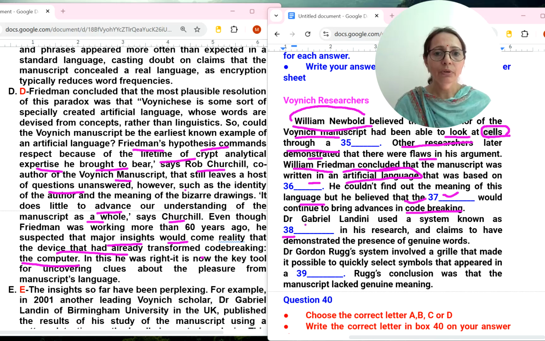For the 38th number, they have written this spelling, Gabriel Landini. So Gabriel Landini is in the next paragraph. Let's shift to the next paragraph.